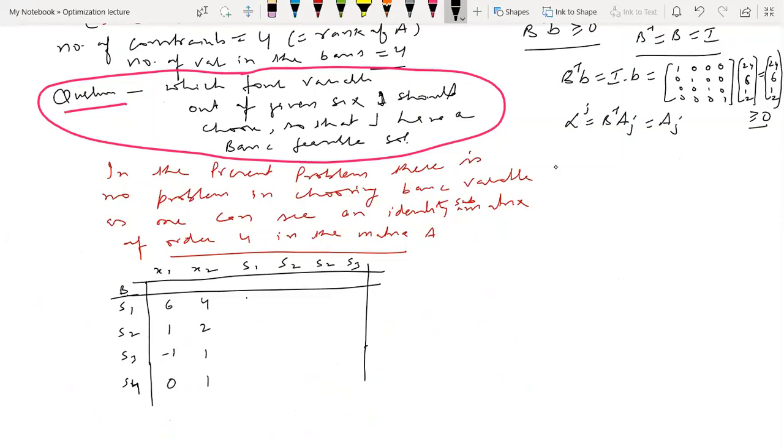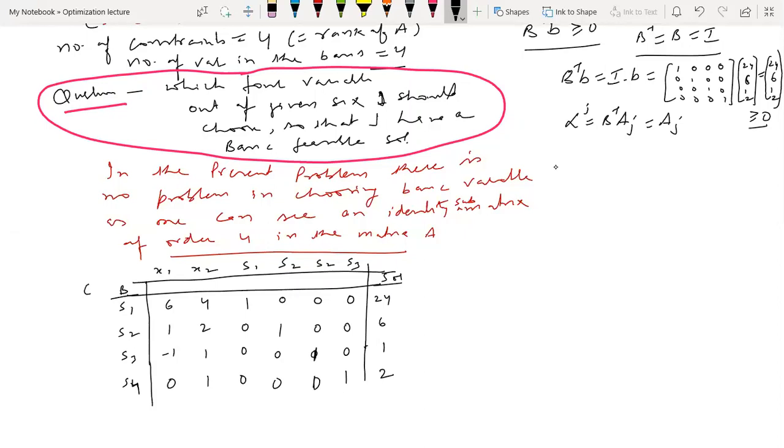And the slack variables are 1 0 0 0, 0 1 0 0, 0 0 1 0, 0 0 0 1. And your right hand side is what? B matrix. That is 24, 6, 1 and 2. Okay, so this is my solution which I call my basic feasible solution, right?